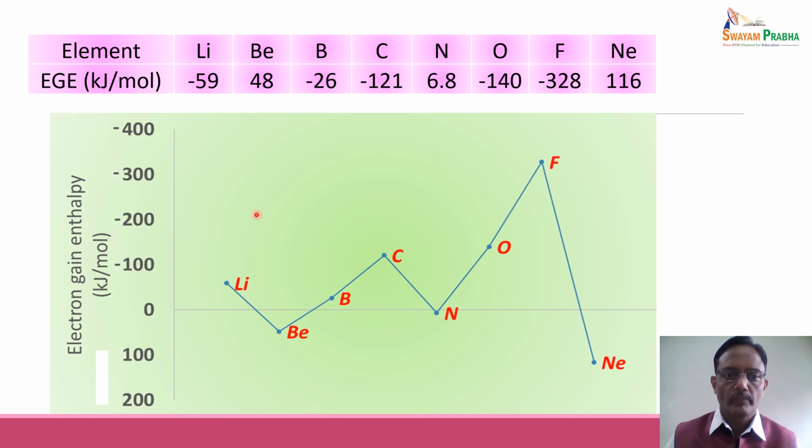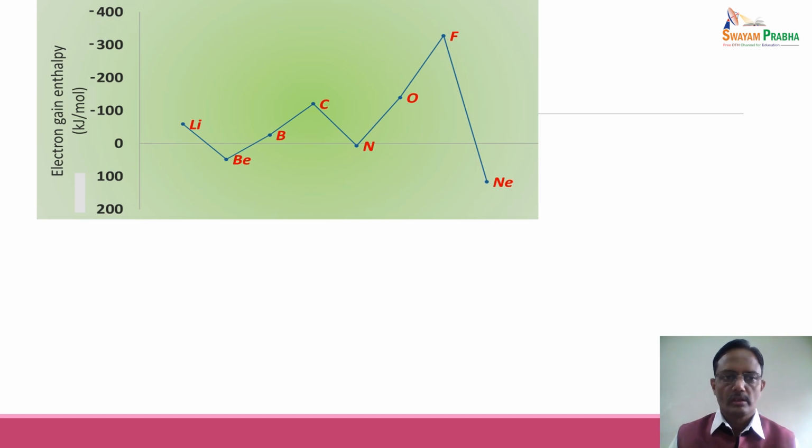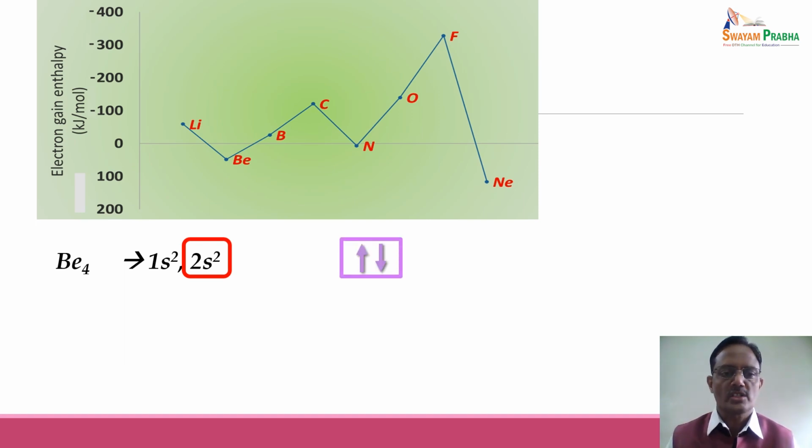However, we will find that for beryllium, for nitrogen and for neon, the values of electron gain enthalpy are positive, whereas for all other elements the values are negative. This can be explained on the basis of the electronic configurations of these elements. Let us see one by one. The first element showing the anomaly is beryllium. Now, beryllium has 1s2 2s2 configuration, and since the 2s subshell is completely filled with 2 electrons, it will have negligible tendency, or even it will oppose the addition of an electron to this element, which reduces its stability.